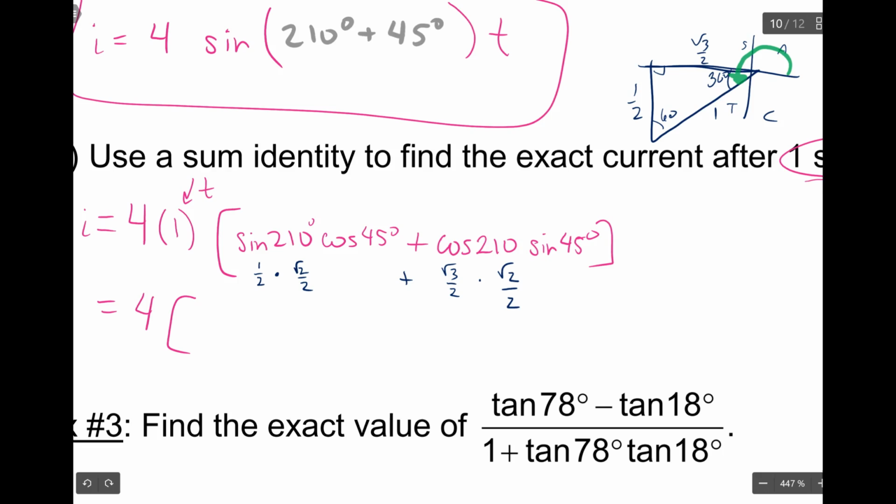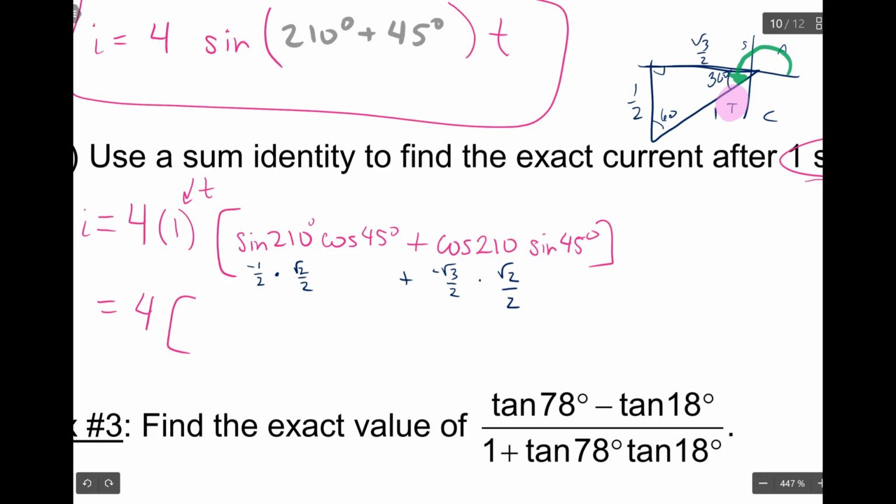Let's make sure I wrote everything correct. The issue is, when I did my sine of 210, I didn't take into account the fact that sine is negative in the third quadrant. So I need to add a negative sign, because my y is negative in the third quadrant. Cosine is also negative in the third quadrant, because my x is negative. Alright, I am ready to simplify.